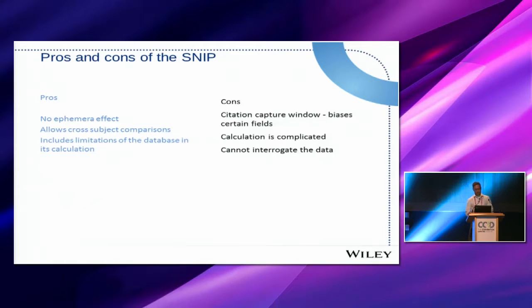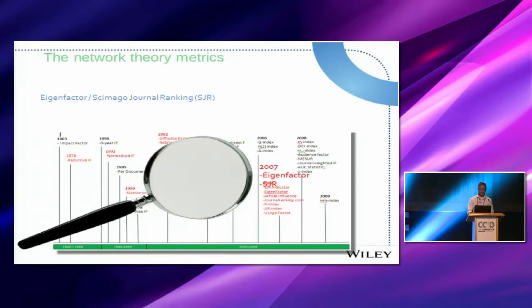The pros and cons of the SNIP. The pros, there's no ephemera effect. You can do cross-subject comparisons. And it includes limitations of the database in its calculation, which a lot of the other metrics don't. So the cons, the citation capture window is 3 years, so it's going to bias certain fields. You could argue this is balanced against the referencing division effect. The calculation is rather complicated, so you can't pull it apart to interrogate the data, and therefore it becomes a black box technique, and people view it with some sort of suspicion at times.